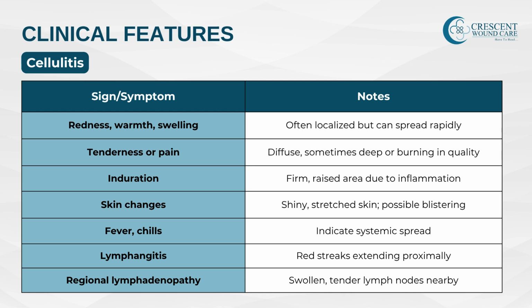Systemic signs that indicate progression: fever and chills, malaise or fatigue, lymphangitis, red streaks moving toward the lymph nodes, lymphadenopathy, enlarged lymph nodes nearby, tachycardia, hypotension, or confusion in elderly patients. These are sepsis red flags. If these signs are present, start empiric antibiotics immediately. Don't wait for cultures if sepsis is suspected.